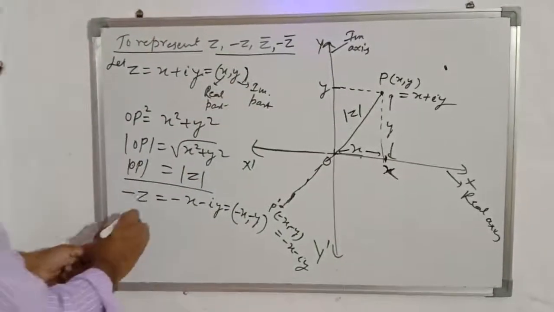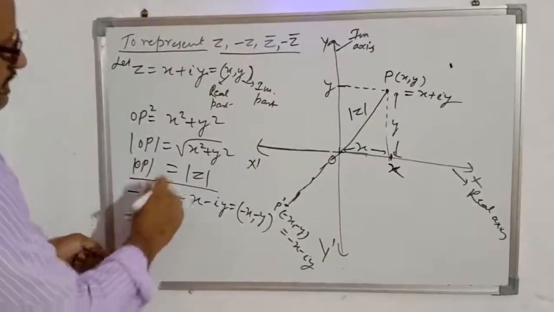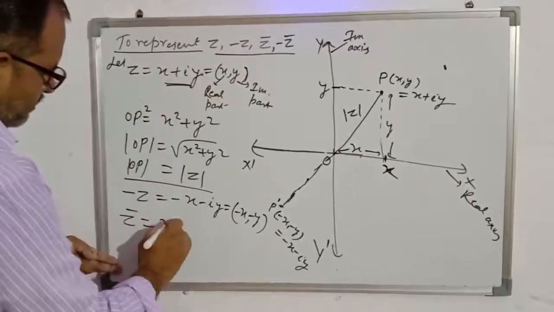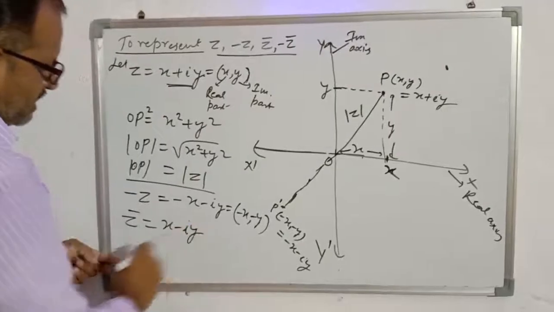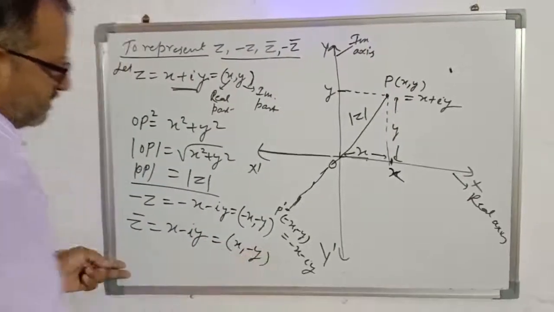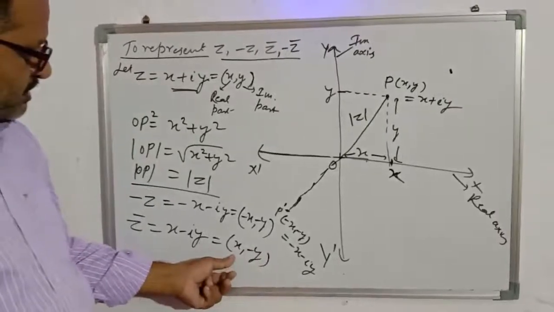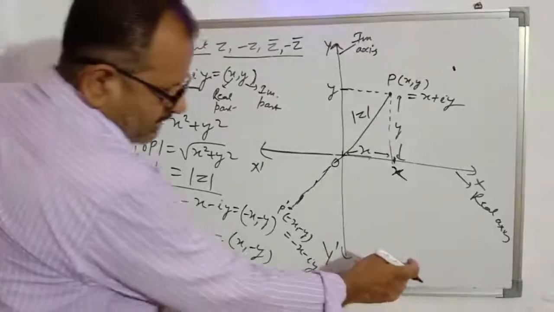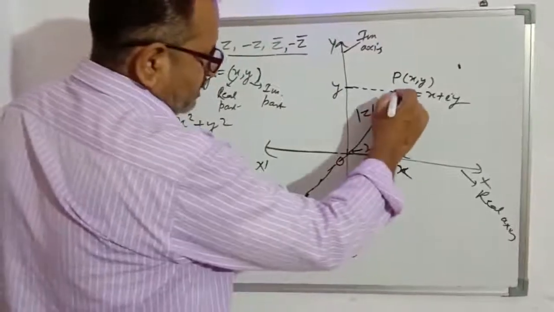Third, z bar. Z bar means the complex conjugate of z. So z bar, we write it as x minus iy. In the ordered pair, we will write (x, −y). The real part is positive, the imaginary part is negative, so it will lie in the fourth quadrant.